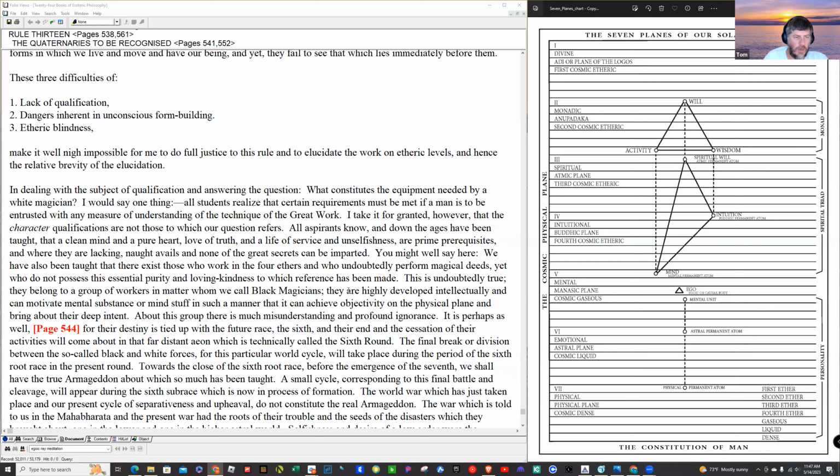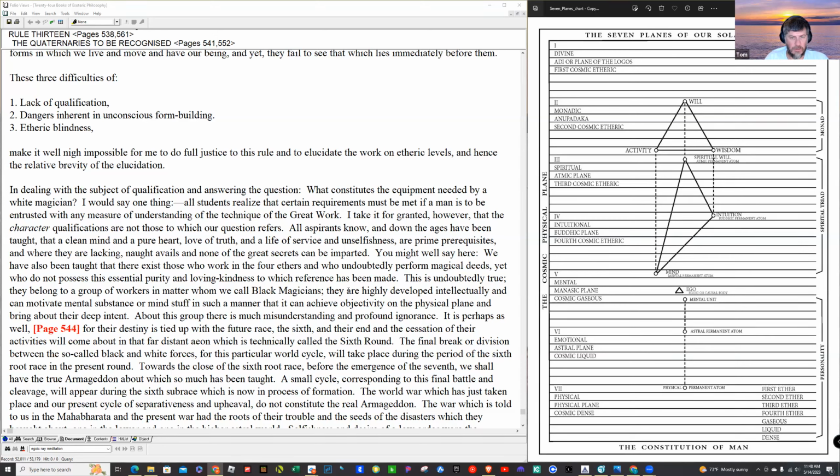In dealing with the subject of qualification and answering the question, what constitutes the equipment needed by a white magician? I would say one thing. All students realize that certain requirements must be met if a man is to be entrusted with any measure of understanding of the technique of the great work. I take it for granted, however, that the character qualifications are not those to which our question refers. All aspirants know, and down the ages have been taught, that a clean mind and a pure heart, love of truth, and a life of service and unselfishness are prime prerequisites, and where they are lacking, naught avails and none of the great secrets can be imparted.